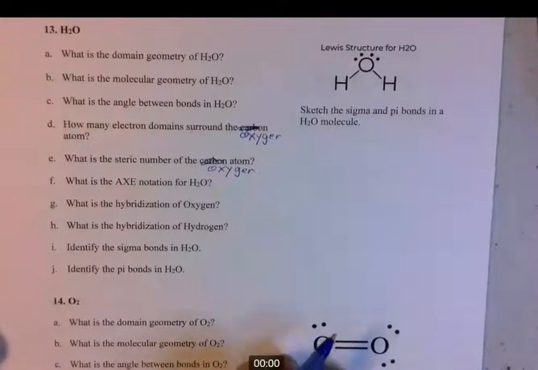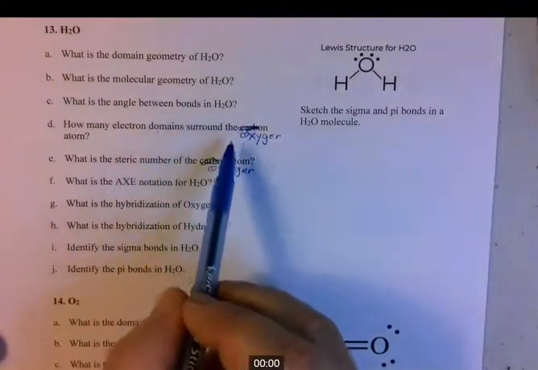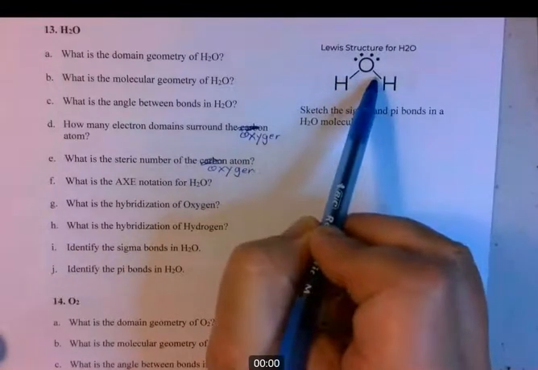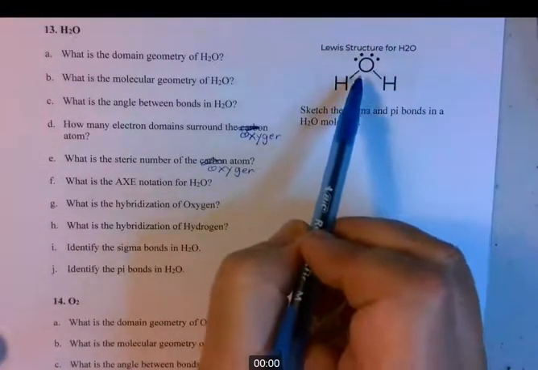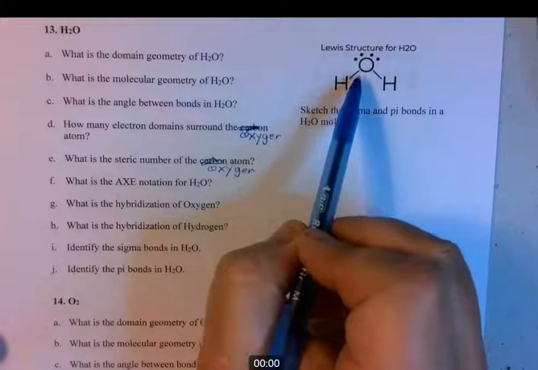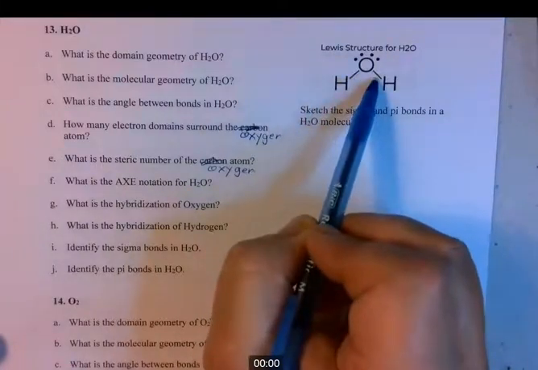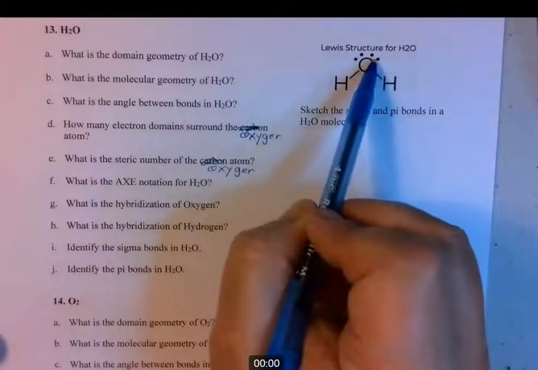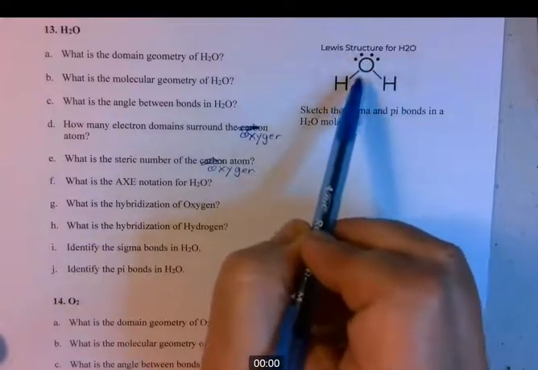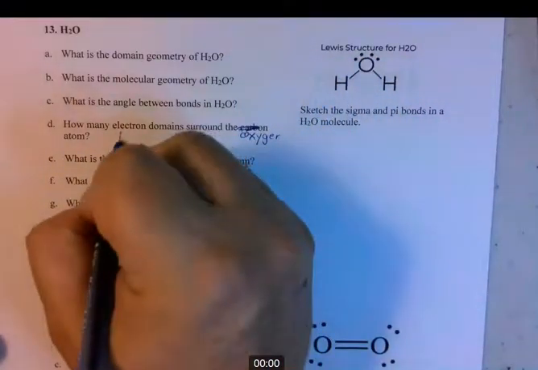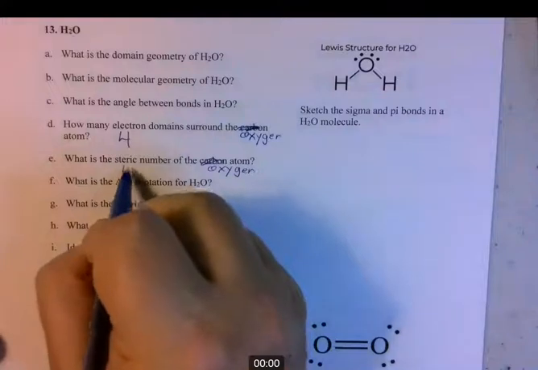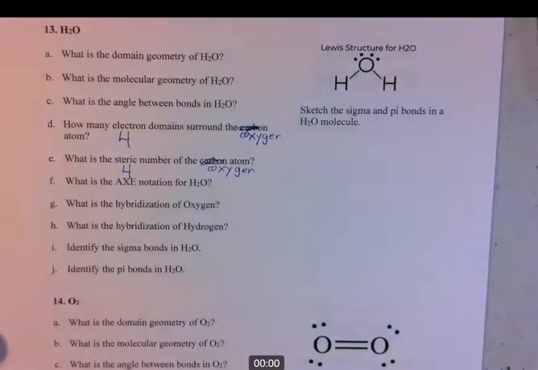No, it's okay. Okay, so how many electron domains surround the oxygen? So there's 1, 2, 3, 4. Again, electron domains are either bonding. That's an electron pair that's bonding. That's an electron pair that's bonding. This is a lone pair of electrons, and this is a lone pair. So 1, 2, 3, 4. So the answer is 4. The steric number is 4. It's just another name for electron domains.